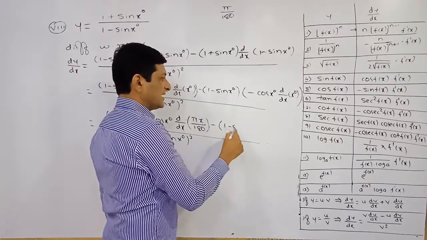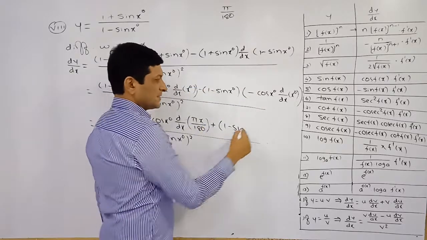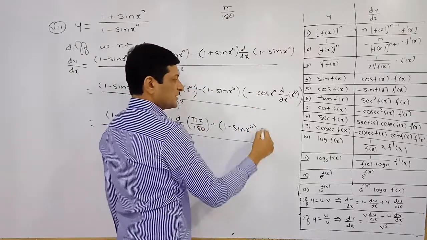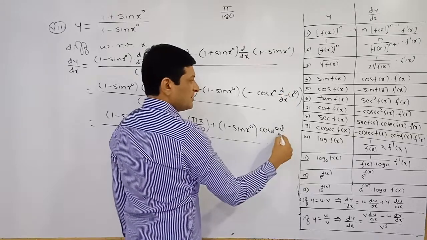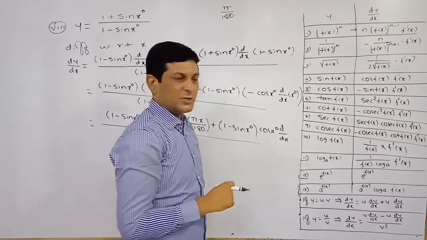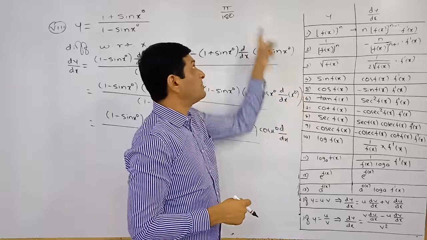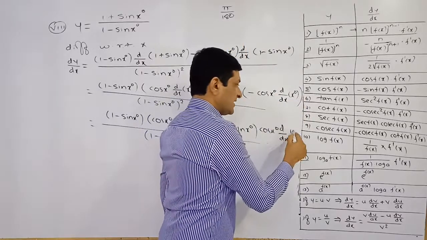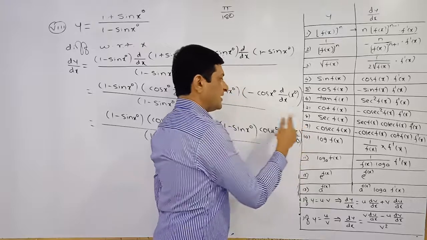Use the same method here. Keep minus as it is, 1 minus sin. This minus into this minus will become plus. Sin x degree, keep it as it is. Keep this cos x degree also as it is. And the derivative, d by dx. To find this differentiation, again we are converting degree into radian. How to convert degree into radian? Multiply by pi upon 180. So here we will get pi x upon 180 to convert the degree measure into radian measure.